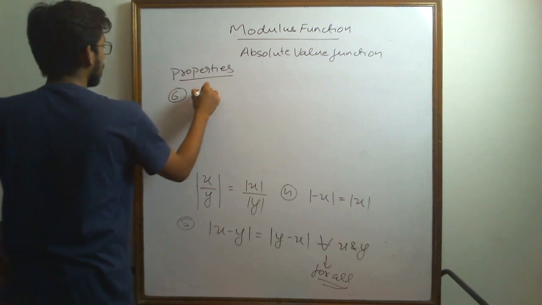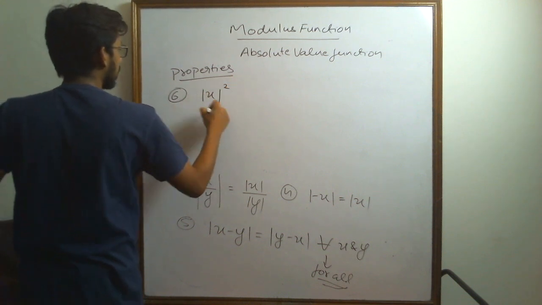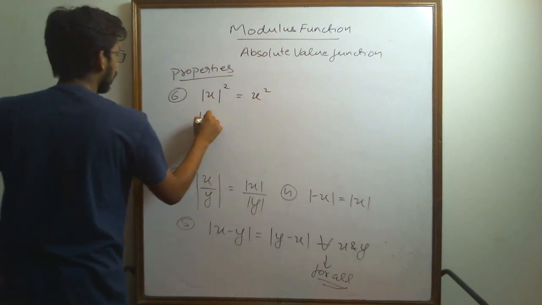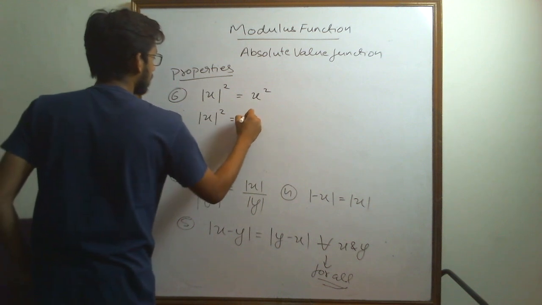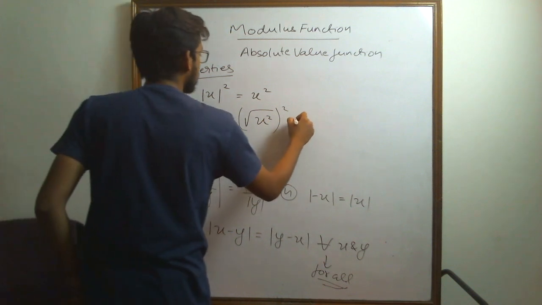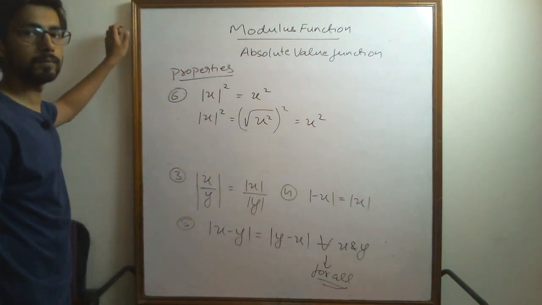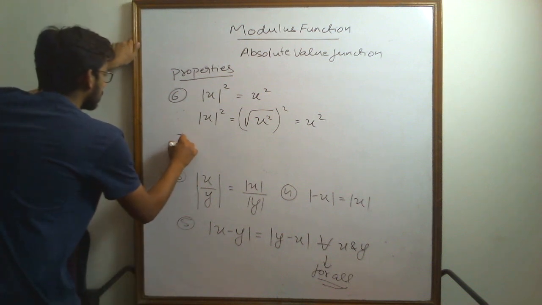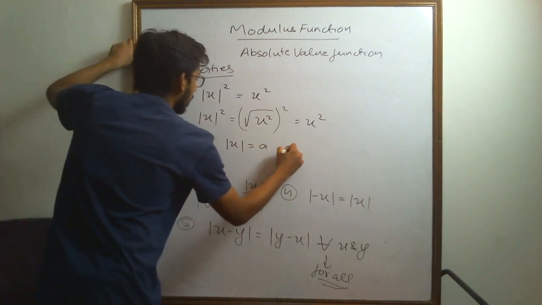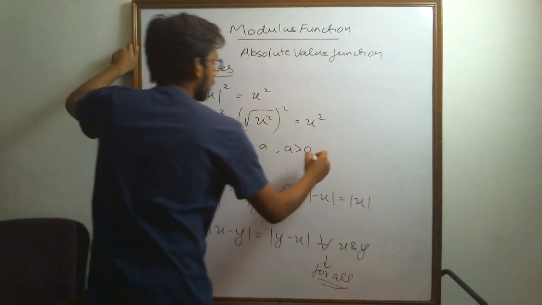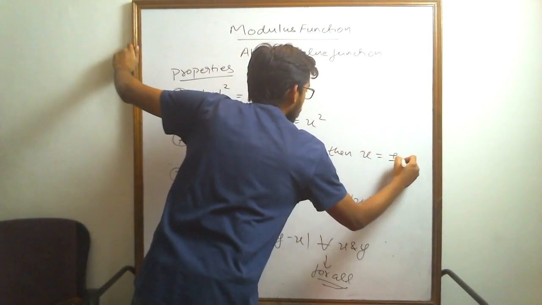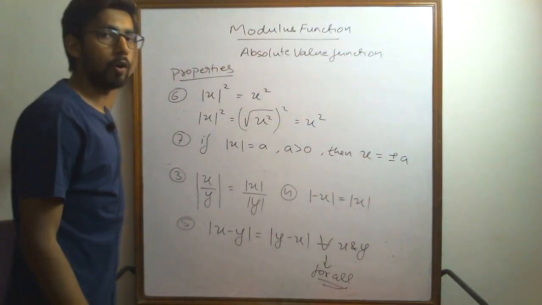Sixth property, mod of x whole square is equal to x square. Proof of this: mod of x whole square can be written as root of x square whole square, which is equal to x square. Seventh property, if mod x is equal to a, where a is positive, then x is equal to plus minus a. It can either be equal to a or minus a.